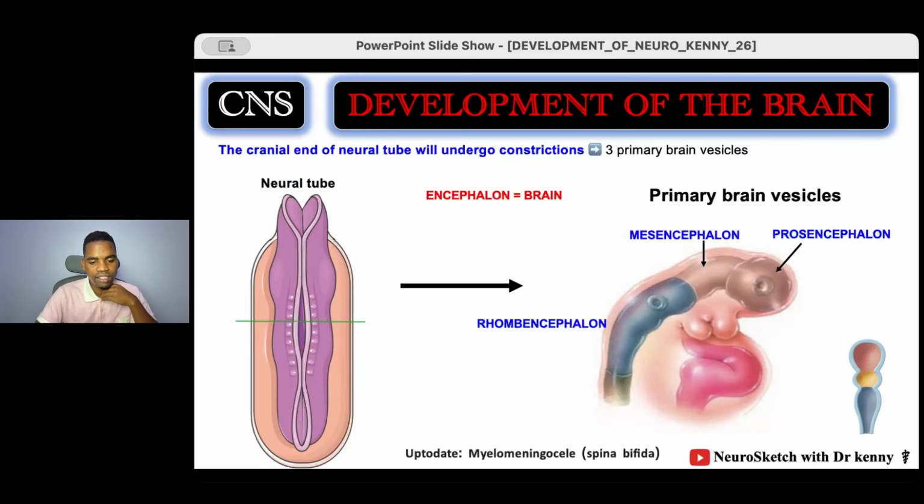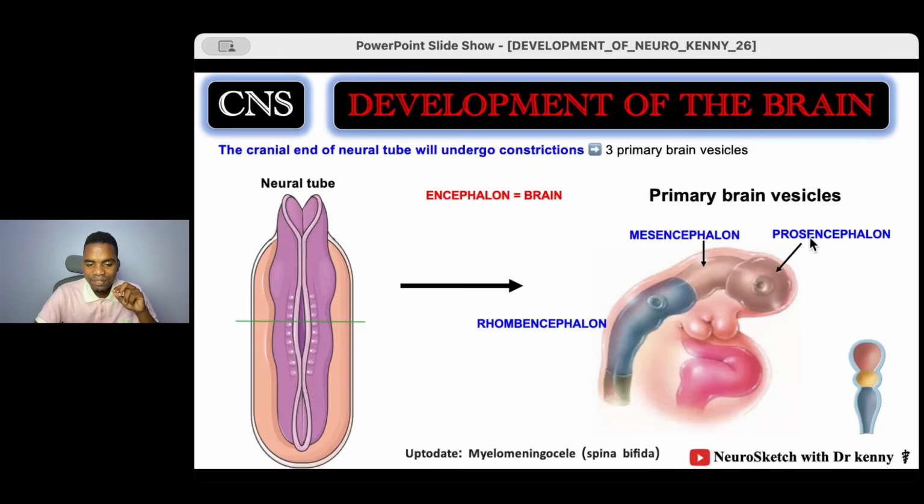Let me use this picture here. This is constriction number 1, this is number 2, this is number 3. This is constriction number 1 and this is constriction number 2. The result is 3 vesicles, number 1, number 2, and number 3. These vesicles are called number 1 the prosencephalon, number 2 the mesencephalon, and number 3 the rhombencephalon.